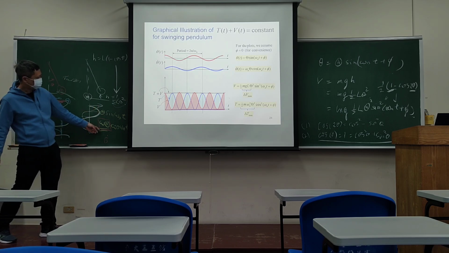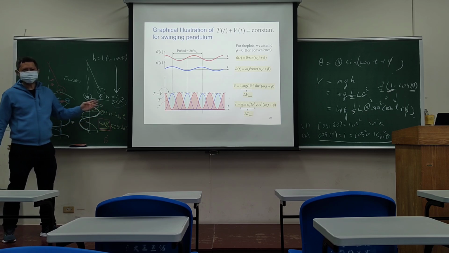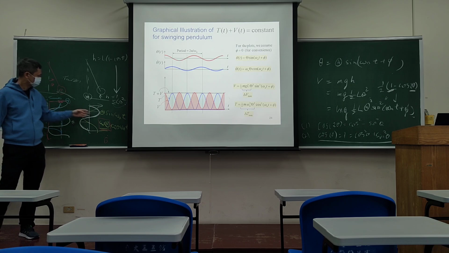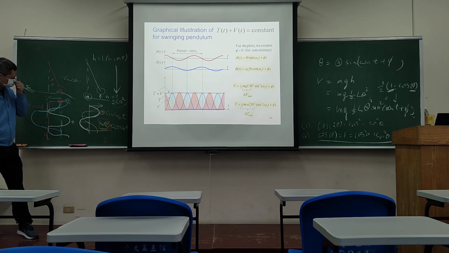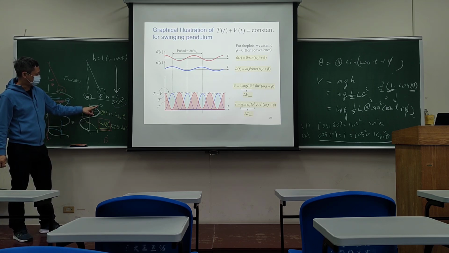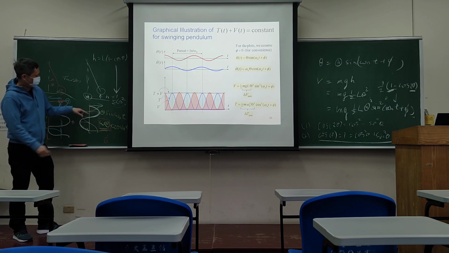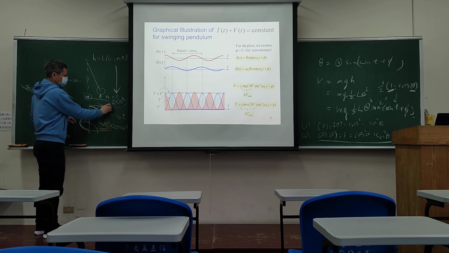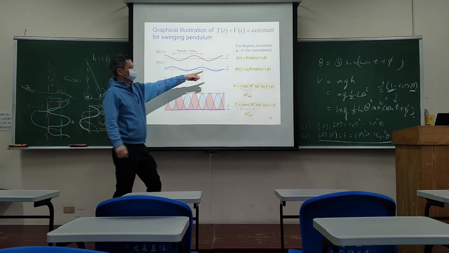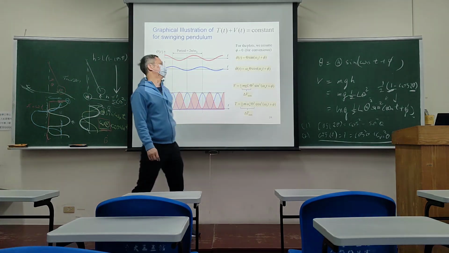So velocity will have a phase difference, a phase lead over the displacement by 90 degrees. Yeah, this is phase lead. So when you have a peak here, the velocity has already dipped by 90 degrees. So that's how you see the velocity is a cosine function.